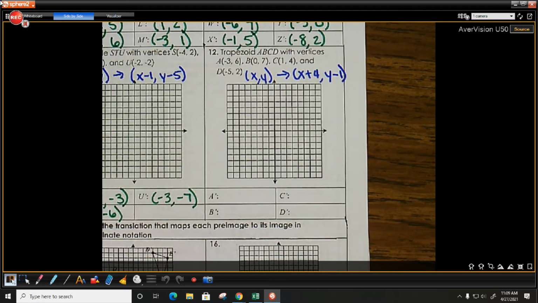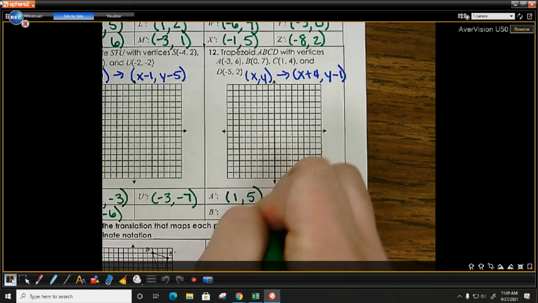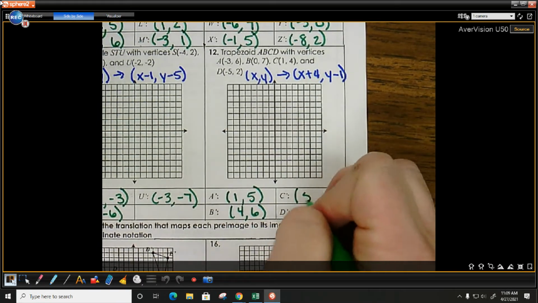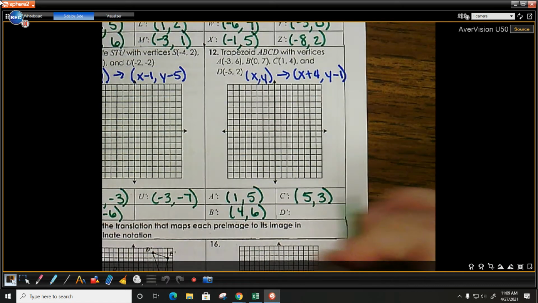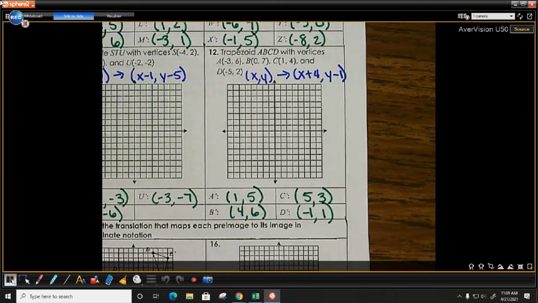Okay, what's A prime, guys? 1, 5. What's B prime? What's C prime? And what's D prime? Good? Okay, now we're going to have both images and we're going to write the rule.